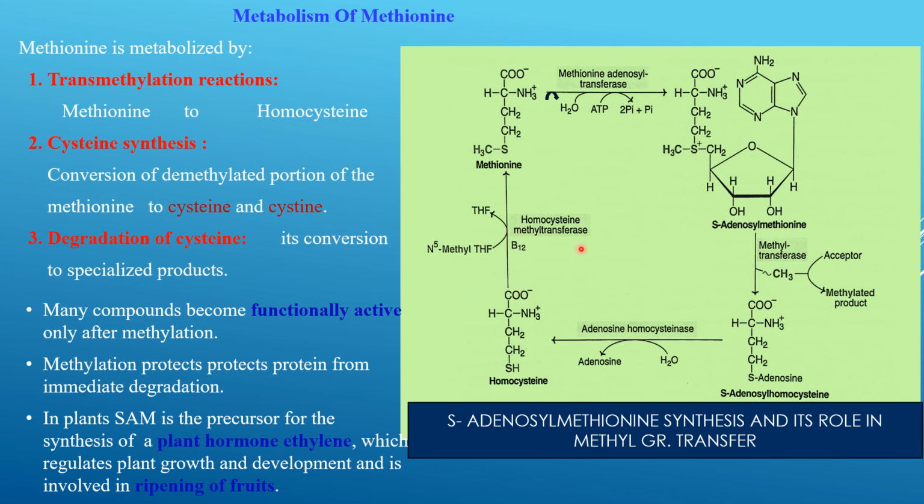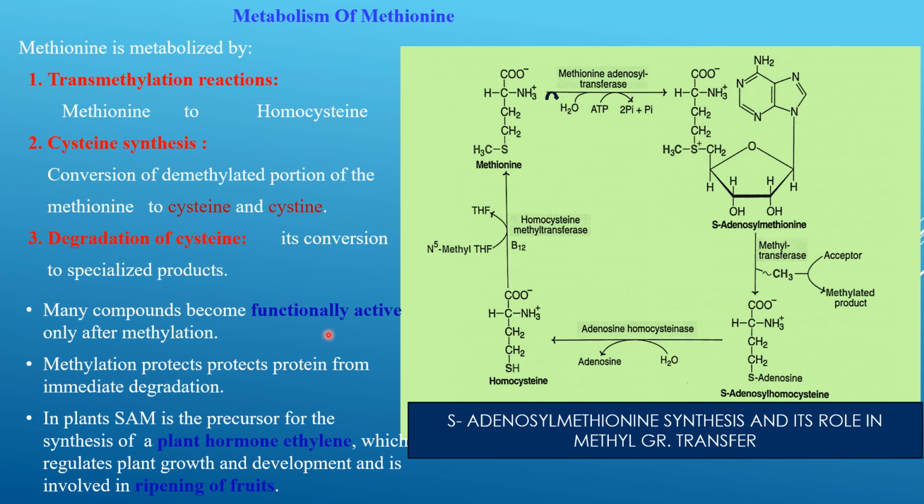And this step is hampered if any of the components required for the reaction is deficient, like if vitamin B12 is deficient, or vitamin B9 is deficient, or an enzyme defect can also be the culprit. In such conditions, there will be no conversion of homocysteine to methionine. So the methyl group remains trapped along with the tetrahydrofolate, and this condition is known as methyl trap.